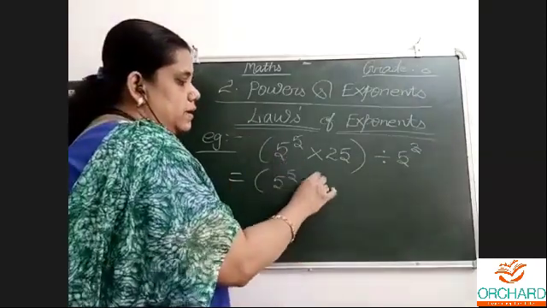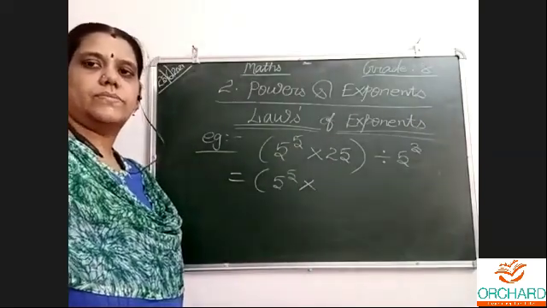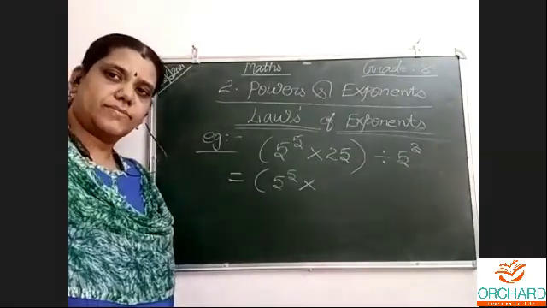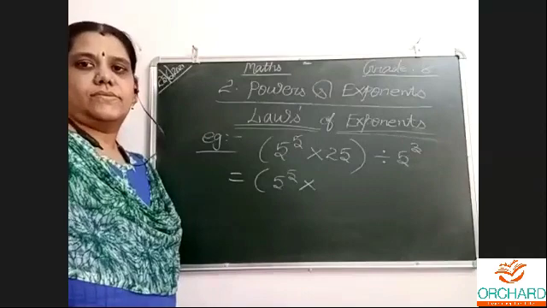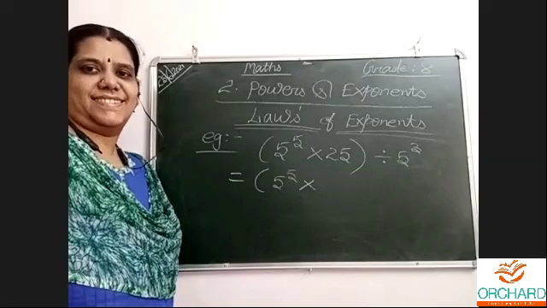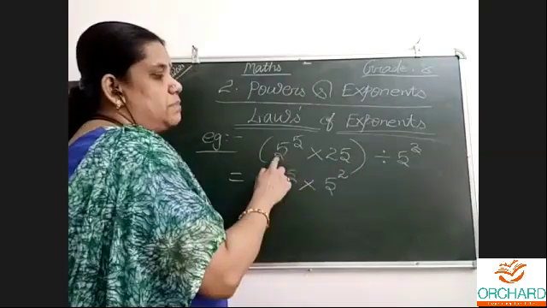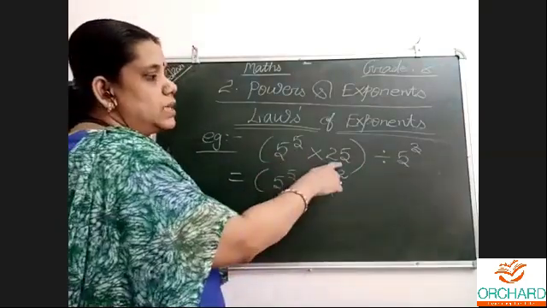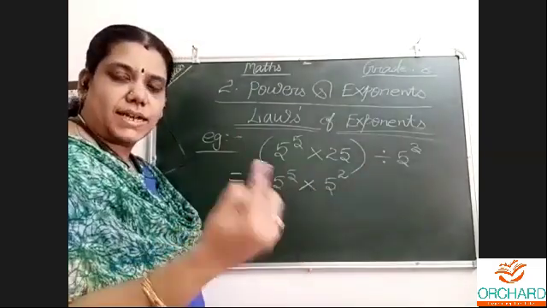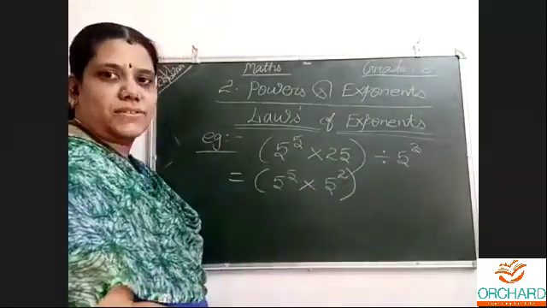So this we copy. How shall I write 25 in power form? Easy. Not 25 power 1. That is 5 power 2. See, the base is 5, so here also 5. 5 power 2 is 5 times 5, 25. Yes, like that we should write. Should not write 25 power 1.